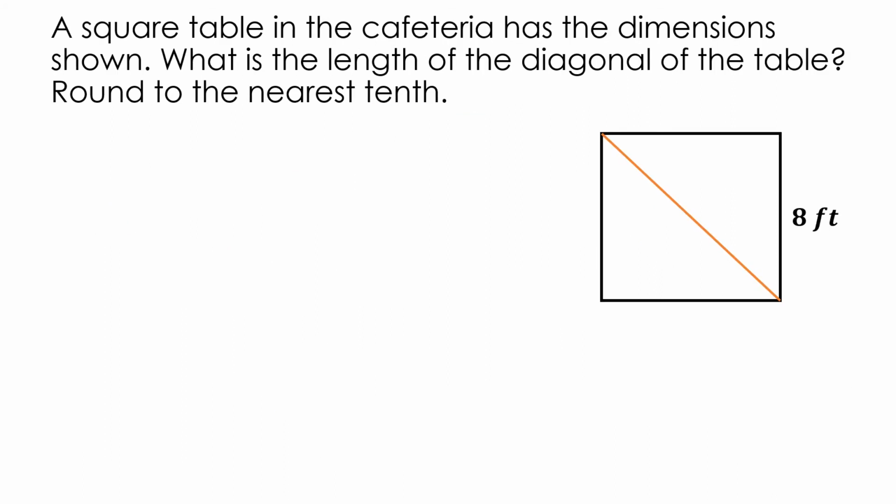Let's look at another word problem. A square table in the cafeteria has the dimensions shown. What is the length of the diagonal of the table? Round to the nearest tenth.